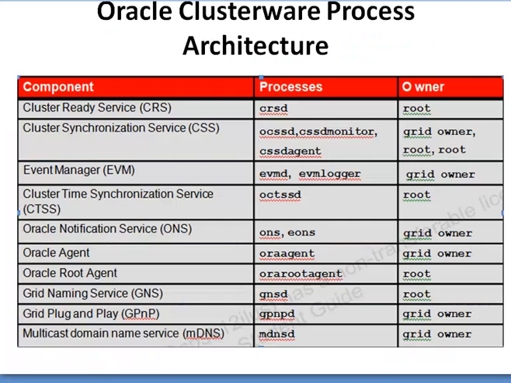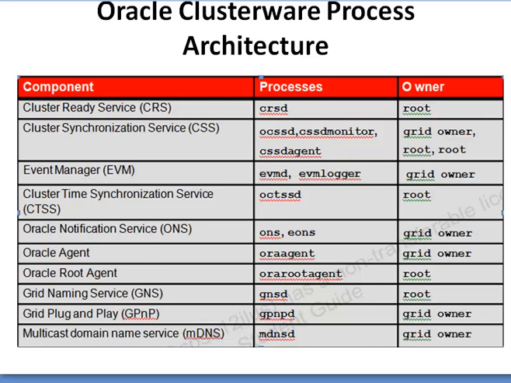This is a snapshot we took from Oracle. CRS is Cluster Ready Services. The process is CRSD. Owner is root. Cluster Synchronization Services, CSS, will start OCSSD, CSSD monitor, CSSD agent, and owner is grid owner or root. Event manager, EVMD, process will be started by that, and then EVM logger, and the grid software owner will own this process.